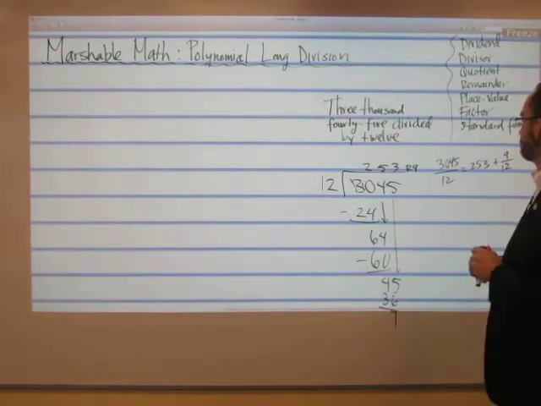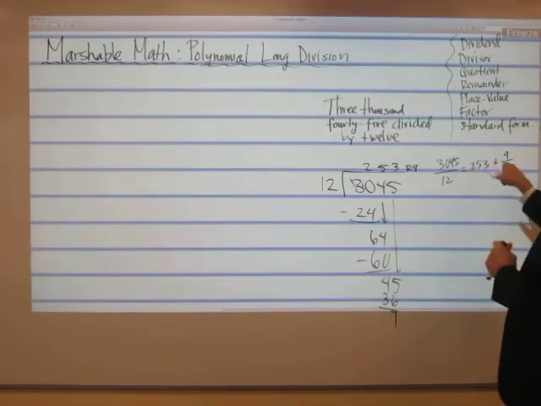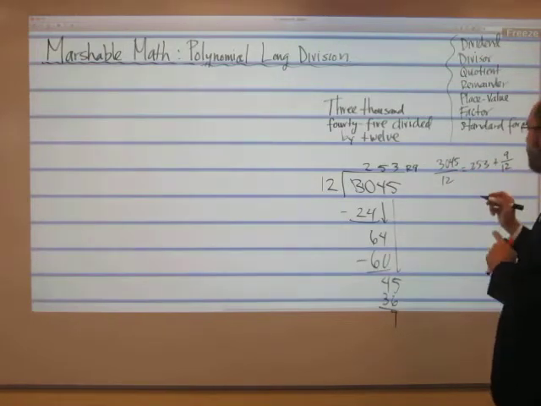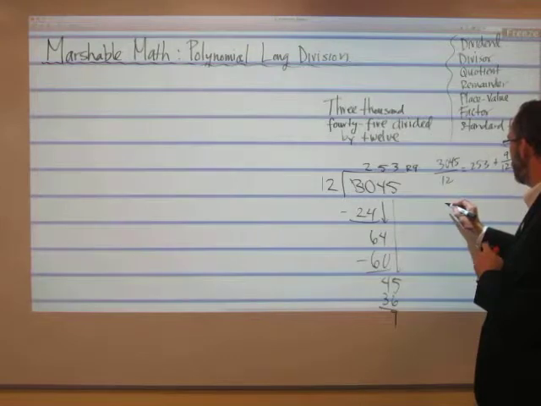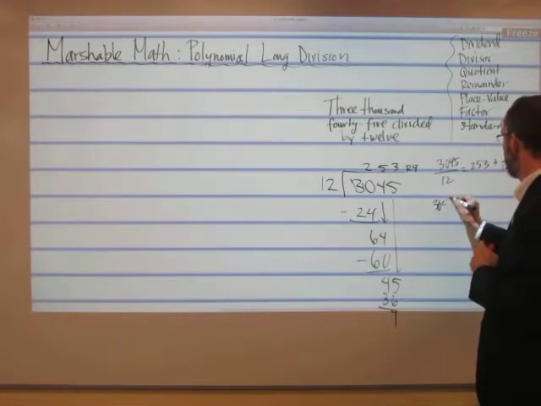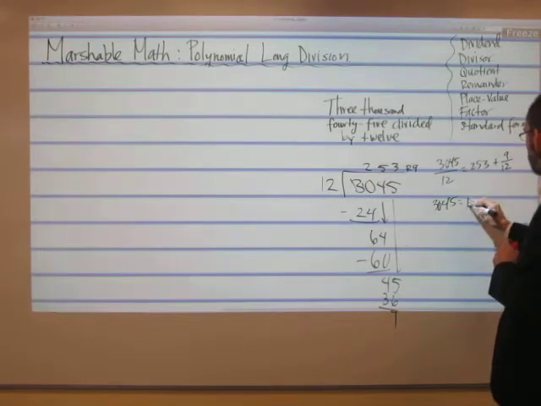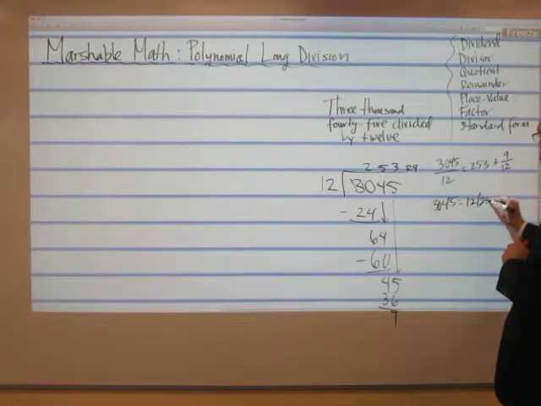But what if I multiply both sides of this equation by 12? Do I not get that 3,045 is actually equal to 12 times 253 plus 9?